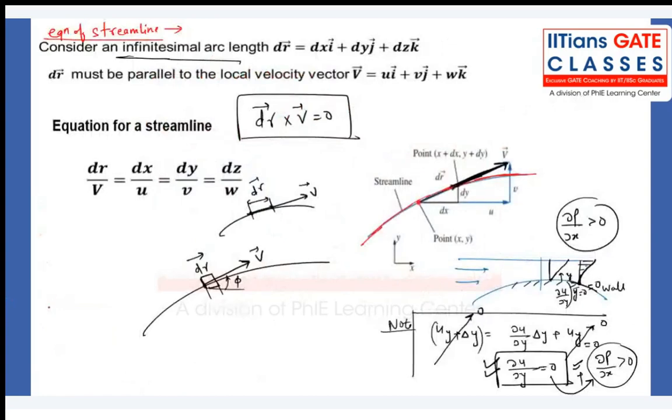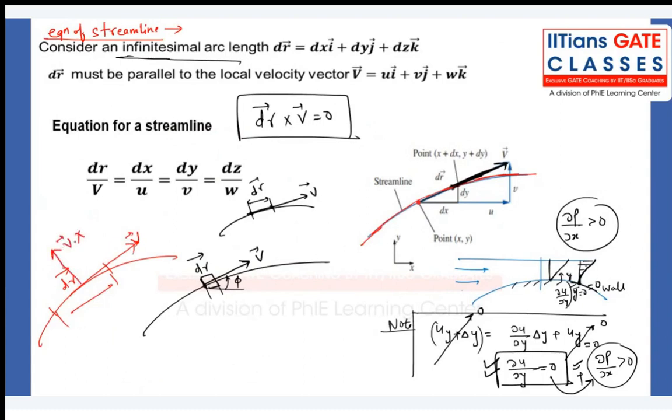In any case, when you take this, you have the variations. Still, both are not parallel. This dr and v still cannot be perpendicular, because there cannot be any flow perpendicular to the streamline. This is not possible. No, sir, I'm not taking dr from the curve.